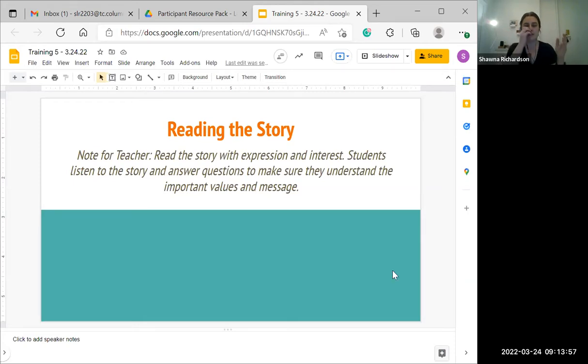So now really diving into reading the story. This is definitely the most important part of a read aloud, the actual reading of the story. And it's important to really read with expression and interest. You want students to be engaged in the story. And when students listen to the story and answer questions, this makes sure they understand the important values and message.